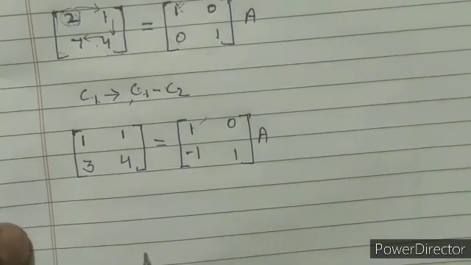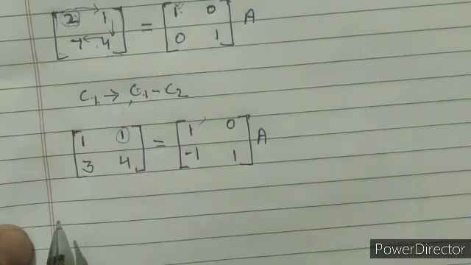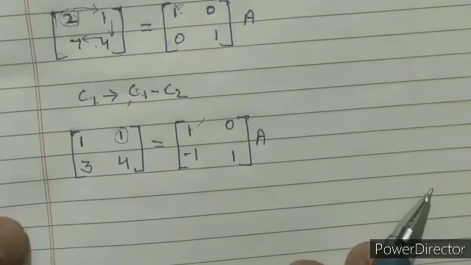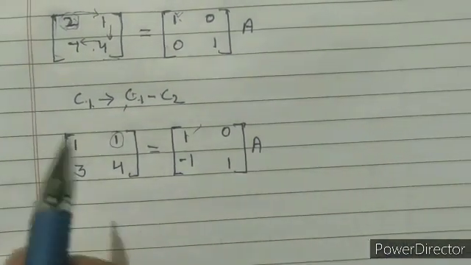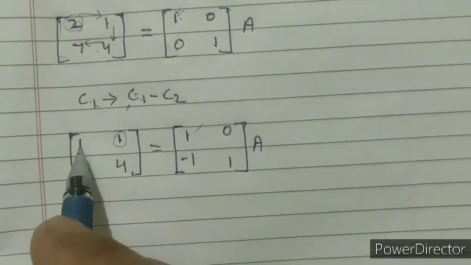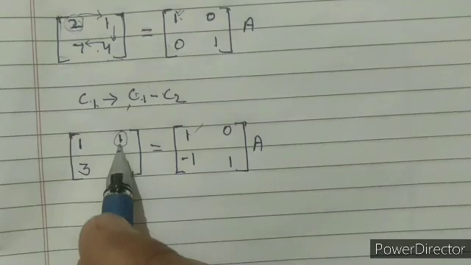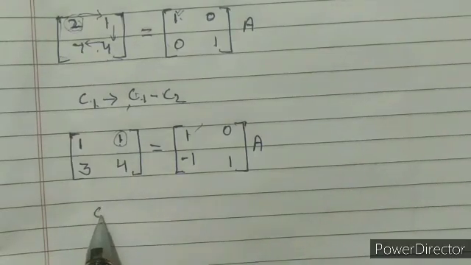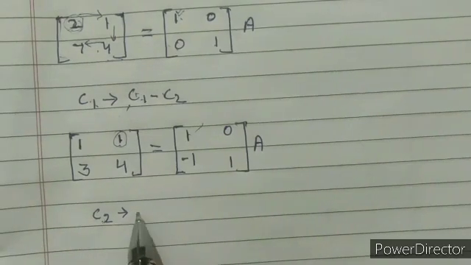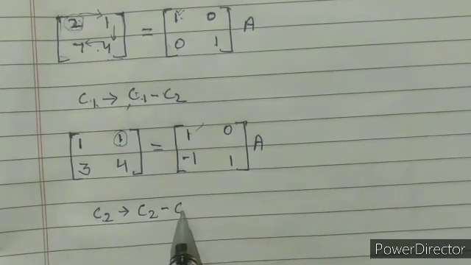Now again, here in place of 1 we need 0 in order to make it an identity matrix. 1 minus 1 will give us 0. That means if we subtract column 1 from column 2, then this element 1 will become 0. So we will apply the transformation: we are changing column 2 by column 2 minus column 1.